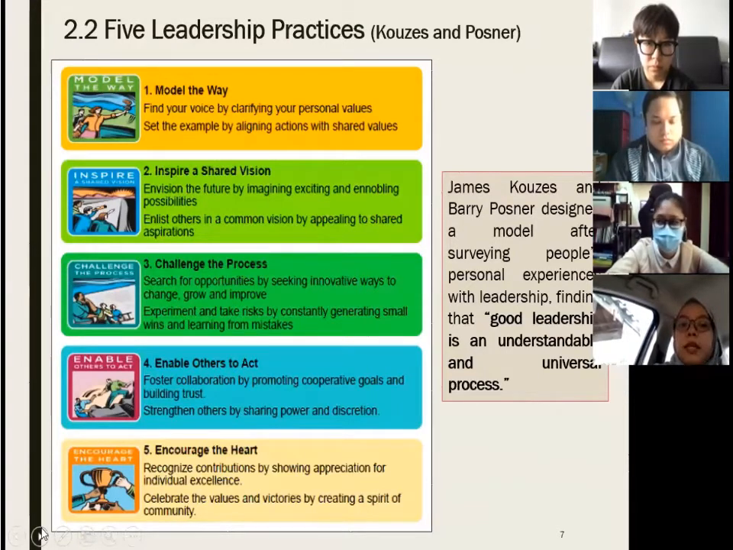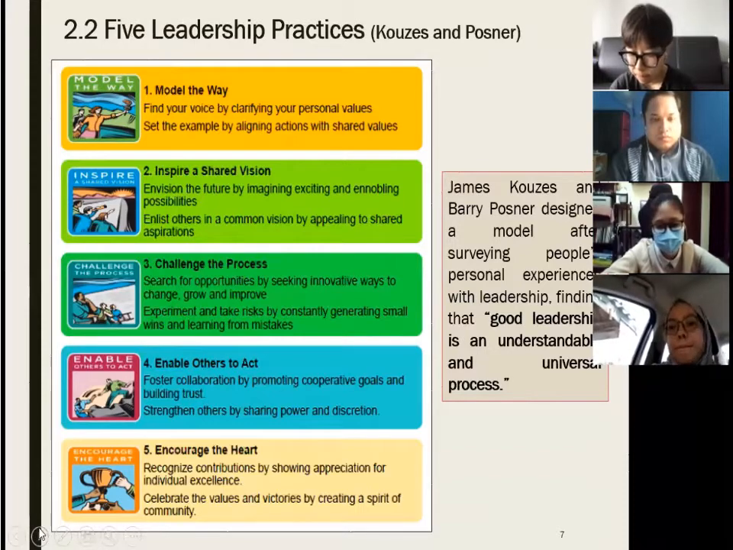And the last one is encourage the heart, which is essentially about praise and celebration. The key behaviors here are to recognize contribution by showing appreciation for individual excellence, and also celebrate the values and also the victories by creating a spirit of community. So now I shall pass to Yong for further presentation.